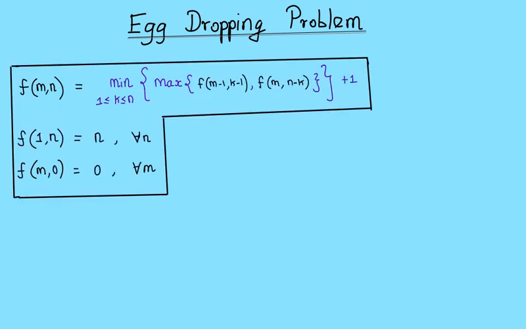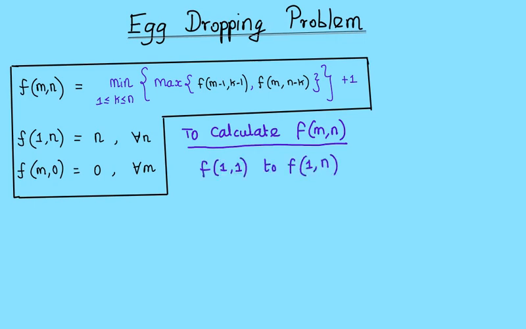So to calculate f of m comma n, we start from the base cases and calculate values in the bottom up manner while also saving those values. From the base cases, we know the values of f of 1 comma 1 to f of 1 comma n. Also the values from f of 1 comma 0 to f of m comma 0. We can save these values in the two-dimensional array.